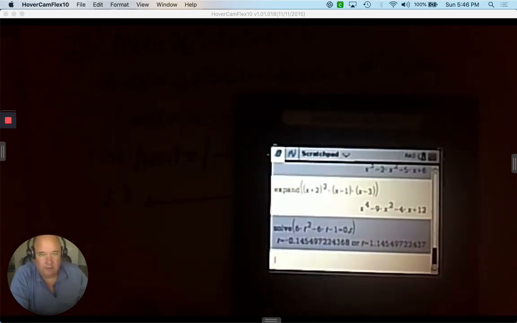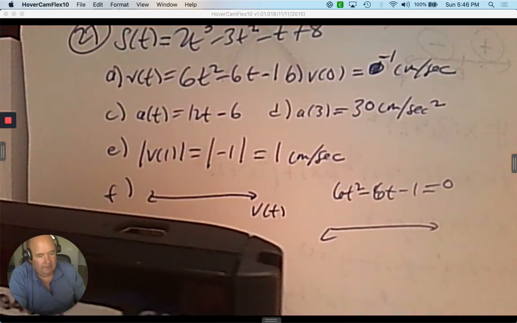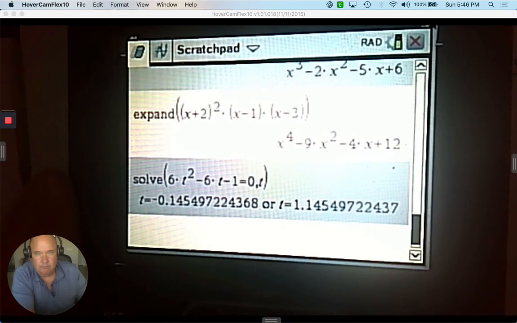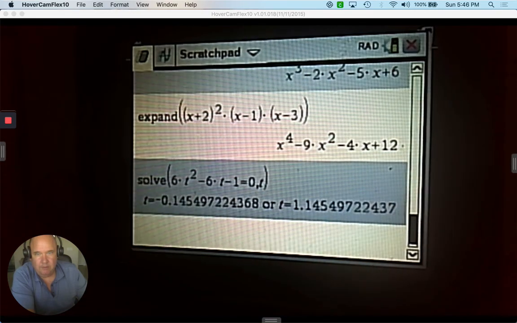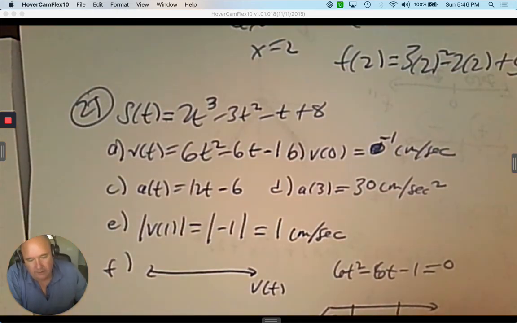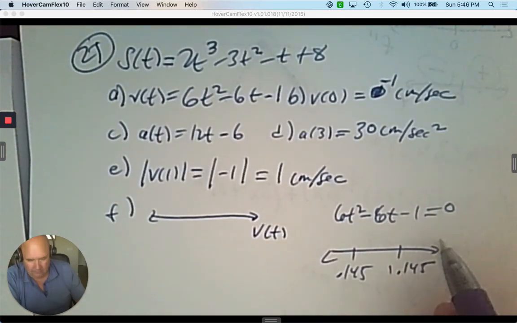You can see it is irrational. That's why I said for you to do it that way. So one's negative 0.145, and the other one's 1.145. So it wasn't factorable, that's why I said use your calculator.